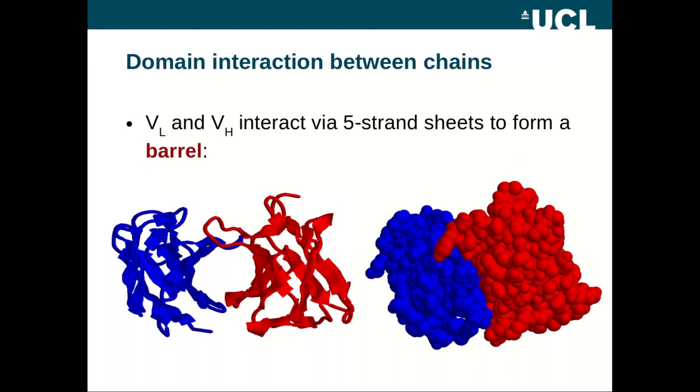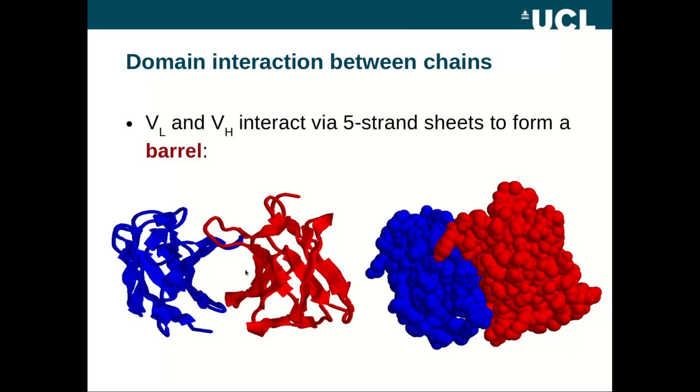So I've just talked about the elbow angle, and previously I've talked about the hinge region, which allows these fab arms to flex compared with the constant domain, and that was the reason that these antibodies normally don't crystallize when they're intact, because of that flexibility. When we look between the chains, the interactions are much greater. So if we look at the variable domains, the VL and VH shown here in blue and red, they actually interact with one another via their 5-stranded beta sheets to form a barrel-like shape.